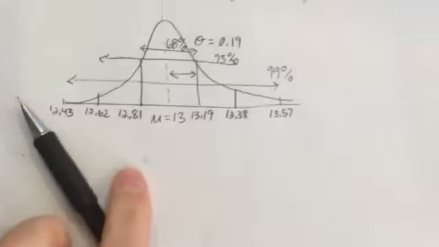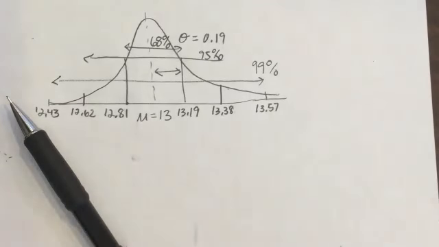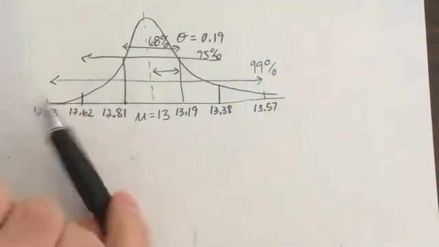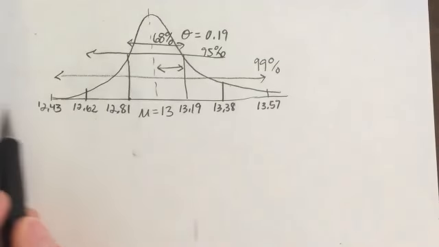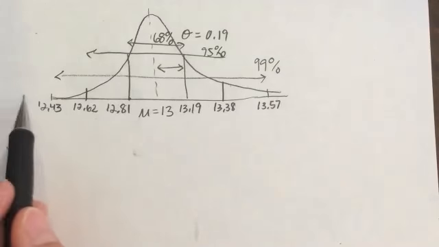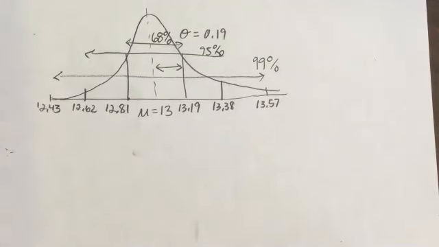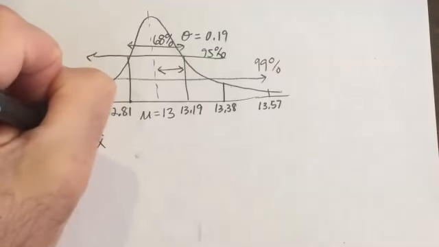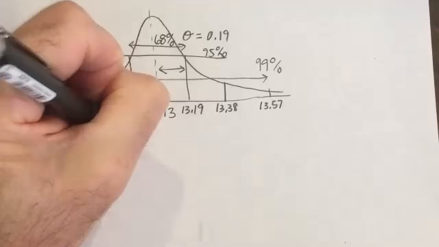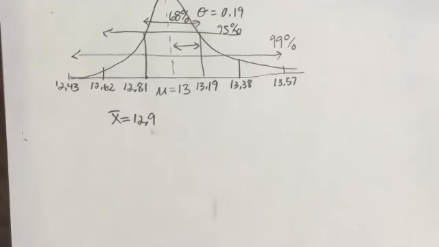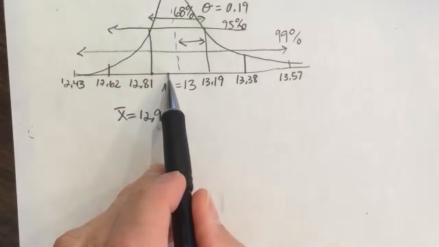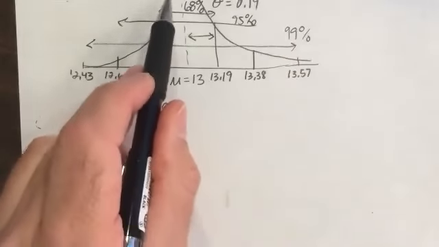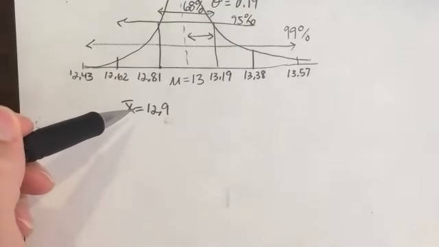So I would argue that a pit stop time of longer than 13.57 would be really rare. That's way over here. It only happens less than 1% of the time. And a pit stop time of less than 12.43 would be really rare, again, happening less than 1% of the time. So how weird is a sample mean of 12.9 seconds? 12.9 falls right in here somewhere, right about there. That's sort of right in the middle of what I would expect to happen. So 12.9 isn't that weird.